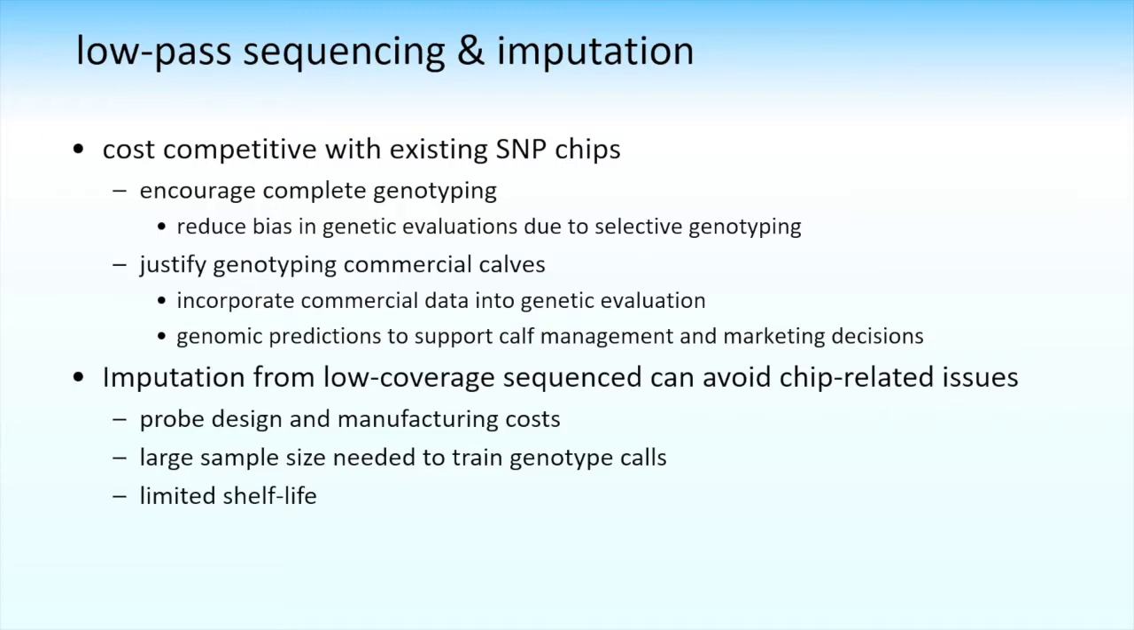We can implement low pass in GPE and other research populations right away at a fraction of the cost it would take to do a chip with just some of the variants that we'd like to genotype. Even with collaborations, we wouldn't have the volume needed for a low-cost chip, and some of the genotype calls from a chip might be questionable until we have enough data to really train the calls on the chip. With low pass, we don't have to worry about using up chips with a limited shelf life or variants that are missing from the chip because probes for those variants are not designable.